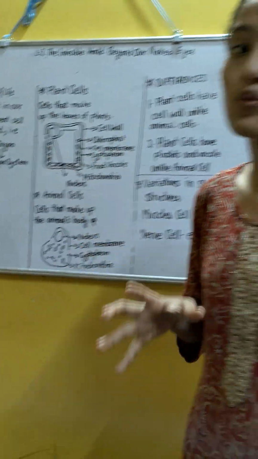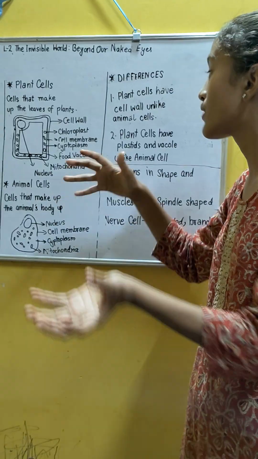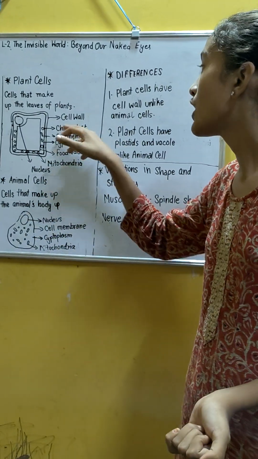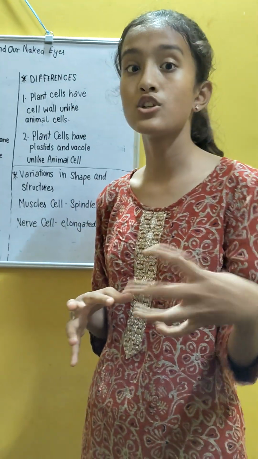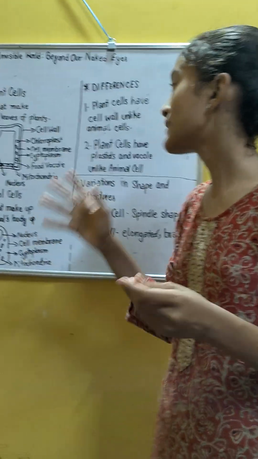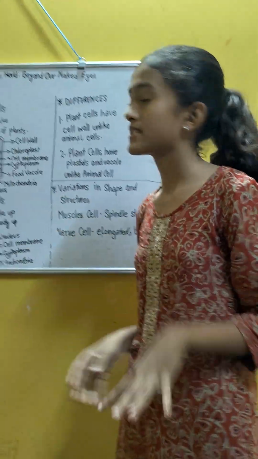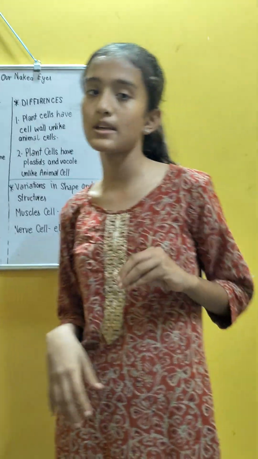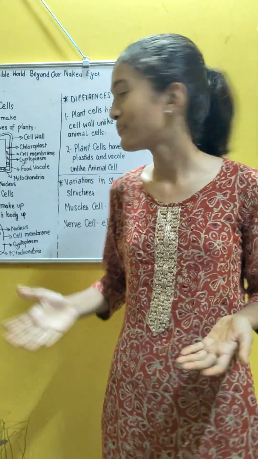Cell wall. Cell wall helps the plant cells to be rigid and protects from dust and particles. Chloroplast. Chloroplast is present because of the green pigment known as chlorophyll, helping them to produce their own food. Cell membrane. Cell membrane separates one cell from another. Cytoplasm. Cytoplasm is a jelly-like substance that contains all the fats, proteins, carbohydrates like our human body.